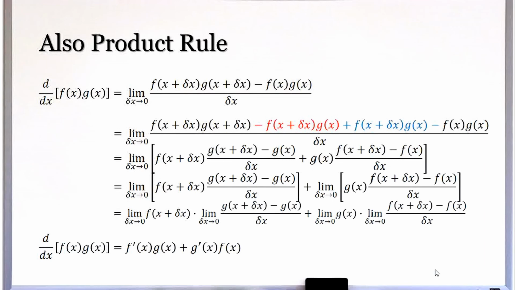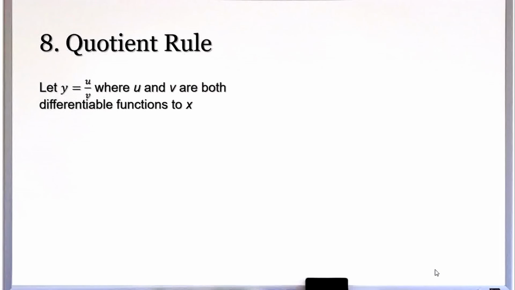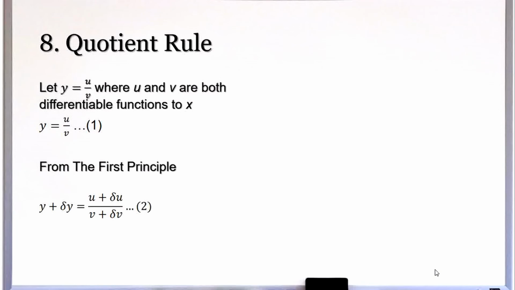Okay, we are finally here to the last rule, which is the quotient rule. Quotient rule, like the product rule, is used for composite functions. But in this case, for quotient rule, we just want to find the derivative of u over v, where u and v are both differentiable functions of x. So we'll write y equal to u over v as equation 1. From the first principle, just like just now, y will plus with a delta y, u will plus with a delta u, and v will plus with a delta v. This is our equation 2. Use equation 2 minus equation 1.